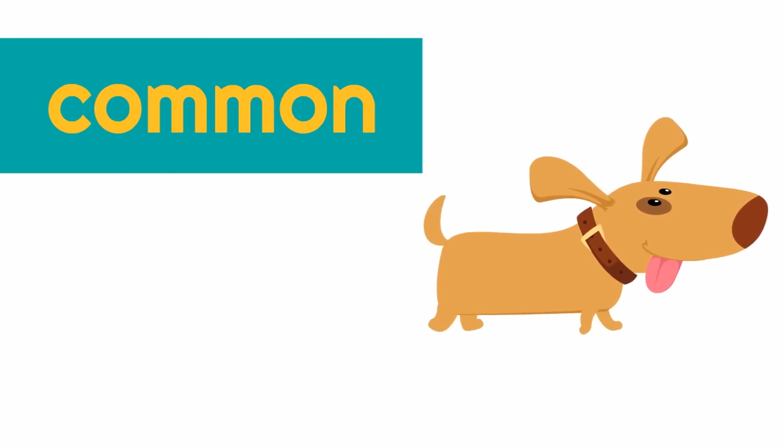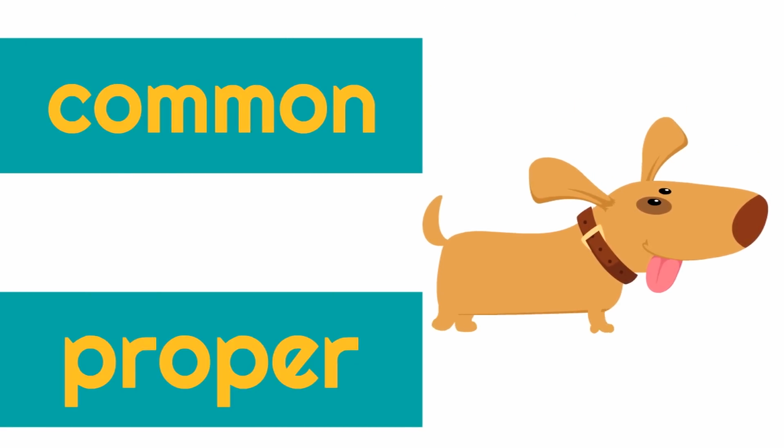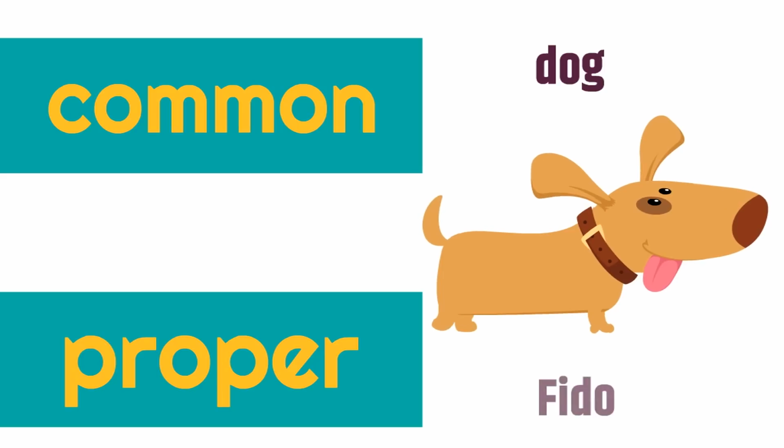Here's our first example. Oh, we love these. What's the common noun for this? Yeah, dog. This is a dog. Dog is the common noun. Now, let's say this dog's name is Fido. Fido is the proper noun for this dog because that's the specific name of this dog. Dog is the type of thing that this is, so it's the common noun. The common noun is dog. The proper noun for this is Fido.